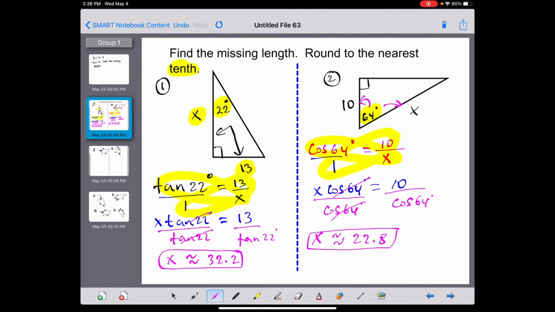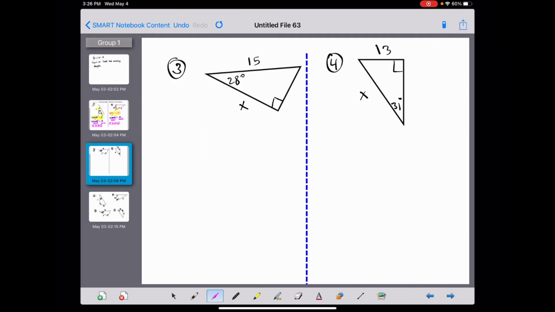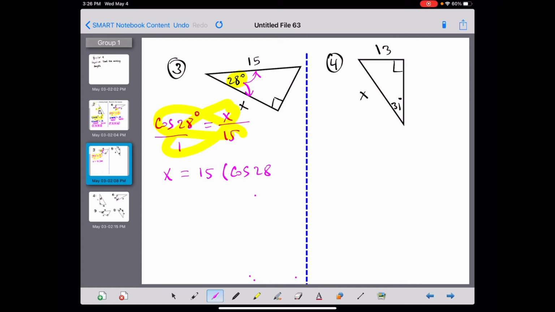Okay, moving on to the next problem. Number 3. Same thing. We look at this angle right here, and according to that angle's perspective, we have adjacent and hypotenuse, just like number 2, so it's going to be cosine again. So we're going to go cosine 28 degrees equals adjacent, which is x, over hypotenuse, which is 15. We put this over 1, and then cross multiply, okay? So 1 times x is x equals 15 times cosine 28 degrees.